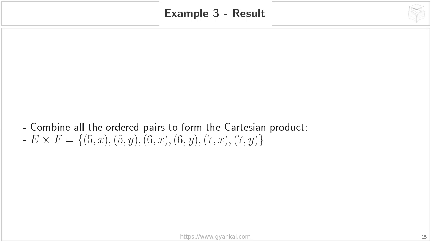So, E cross F is equal to the set containing the ordered pairs 5x, 5y, 6x, 6y, 7x, and 7y.